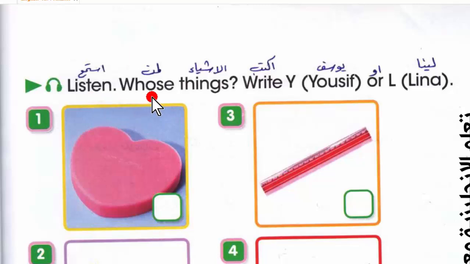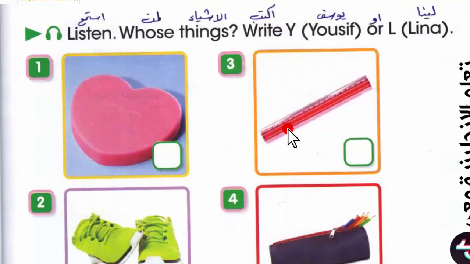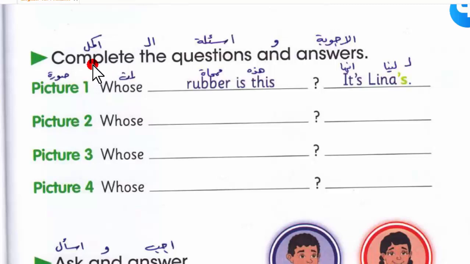Listen. Whose things? Is it Yusuf or Elena? Complete the questions and answers. Picture 1. Whose rubber is this? It's Lena's.